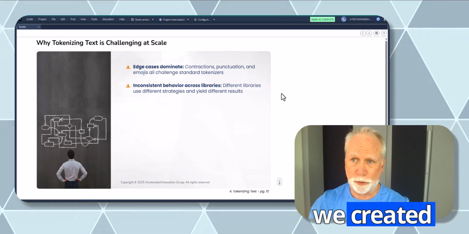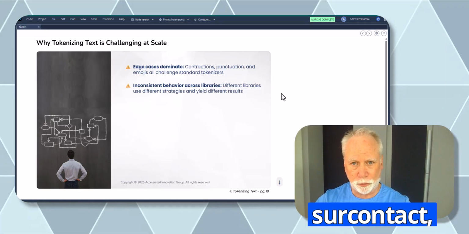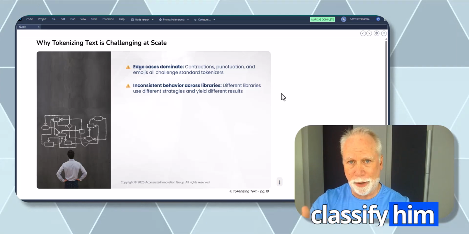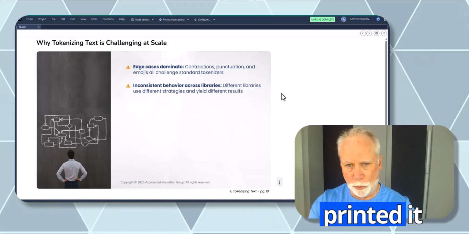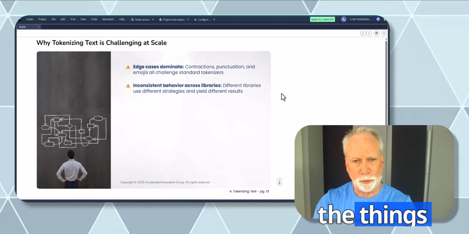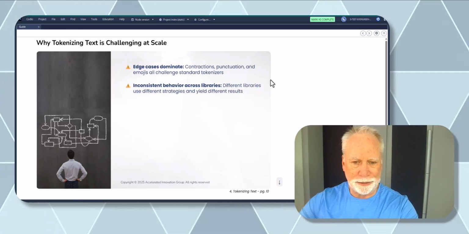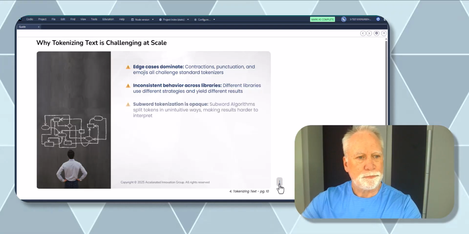And so in this case, we created classifiers that if these terms came up in a certain context, it would classify them as an event. And then that way, when we printed it out and it asked about what are the events, it would have the things that were tagged as events, right? Or I think we actually called it Agile event to make it even clearer.